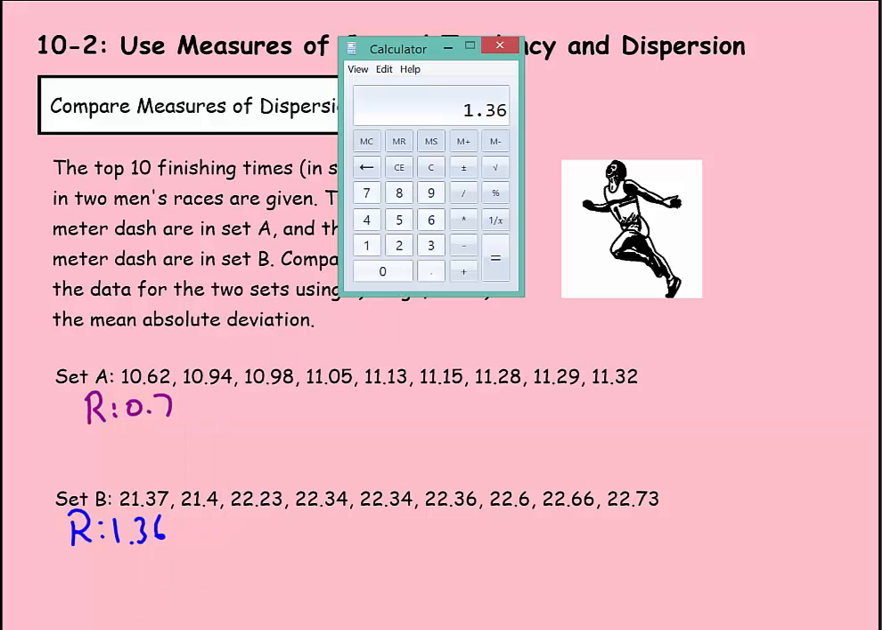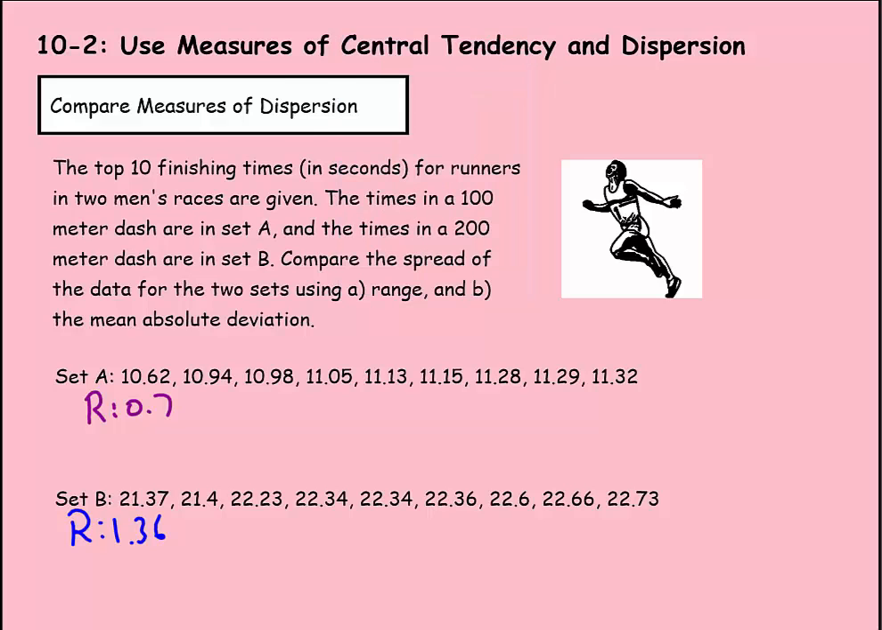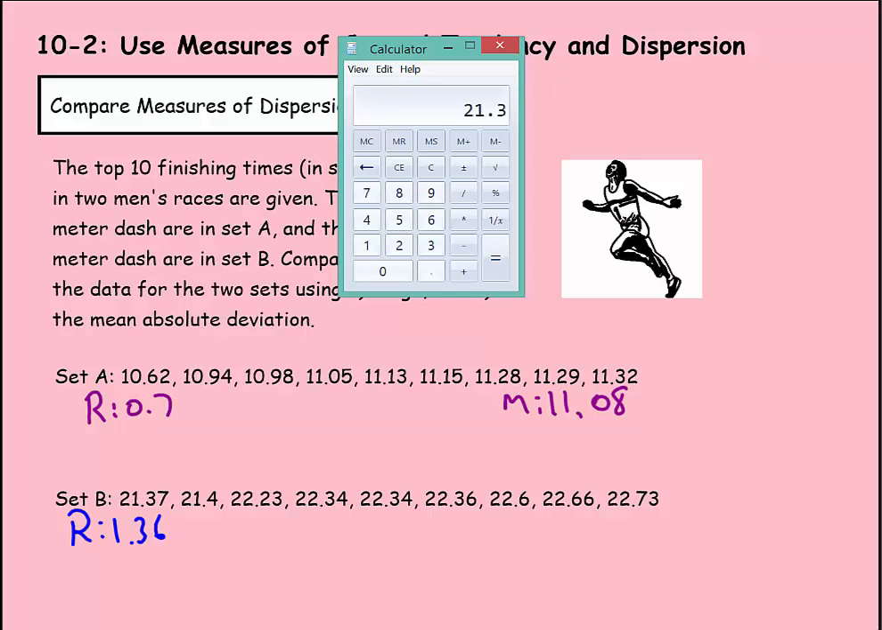So let's do that. We have 10.62 plus 10.94 plus 10.98, and that gives me this total number. I need to divide that by 9. That gives me 11.08. We'll round that to the nearest hundredth. So for mean, we'll say 11.08. Let's find the mean for this data set then. 21.37 plus 21.4, and that gives me a mean of 22.23 if we round that.